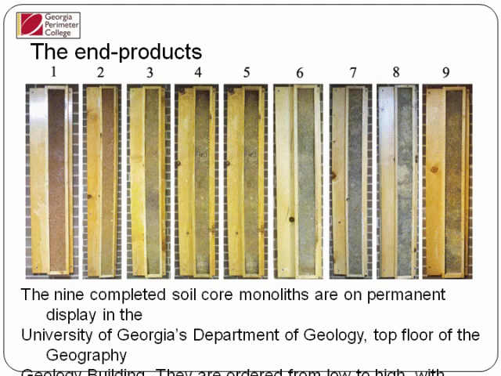And there's the end product. There they are, 9 of them, on permanent display at the University of Georgia's Geology Department, 3rd floor, bolted to the wall, 9 soil core monoliths. Starting with number 1, that's the topmost soil, on down, and that's the very bottom of the core. When it was originally extracted, that was at the bottom of the drill.